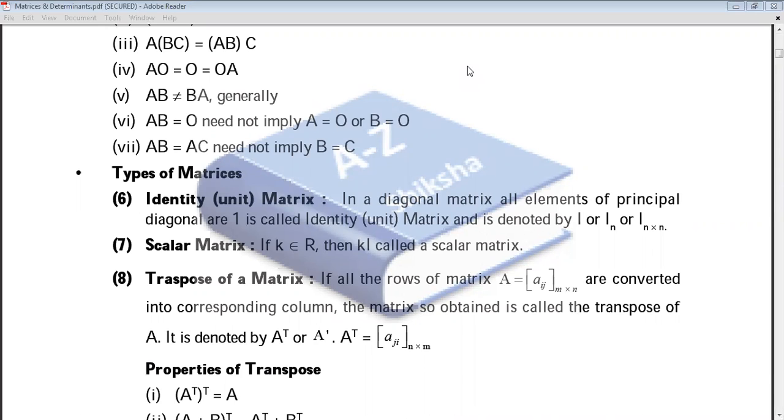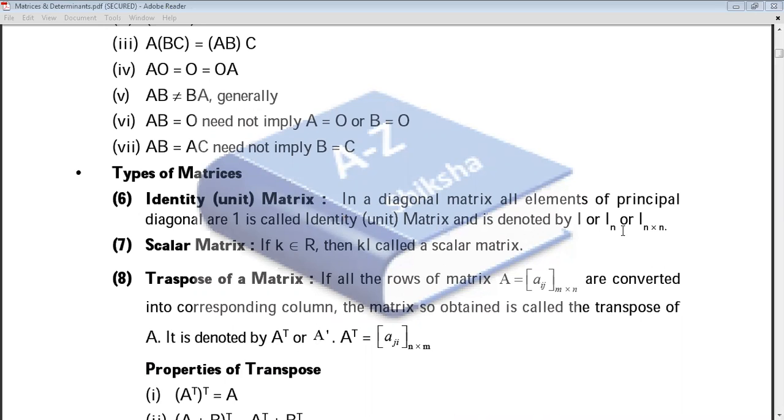So in identity matrix, what will happen? You have to consider a diagonal matrix first, that is, all the non-diagonal elements are 0. It's a square matrix definitely, and except the diagonal elements, everything else will be 0. So when will we call a diagonal matrix an identity matrix? A diagonal matrix in which all elements of the principal diagonal are 1 is called an identity matrix, and is denoted by capital I or simply capital I n.